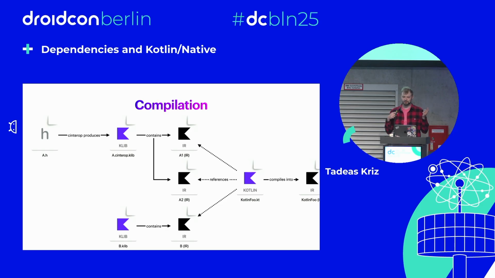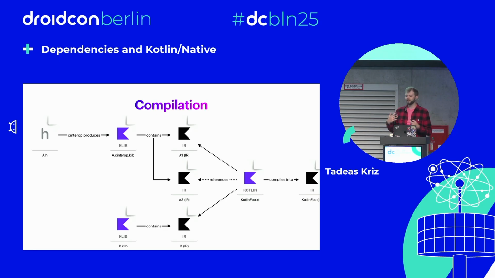So the compilation for Kotlin Native is now similar to the JVM one. On the left, you can see the C interop working. It takes the .h file, so a.h, and then produces a.cinterop.klib. So it just produces a klib with all the metadata that we need to have. And then we have b.klib, which is a regular Kotlin Multiplatform dependency. All of these klibs have Kotlin IR. And that's an intermediate representation of your code.